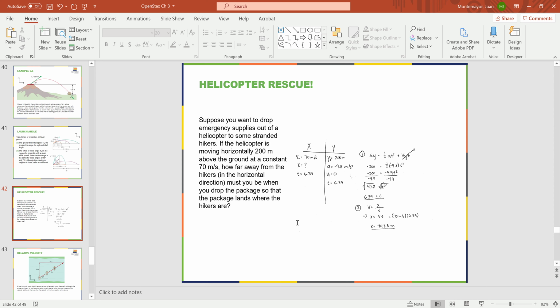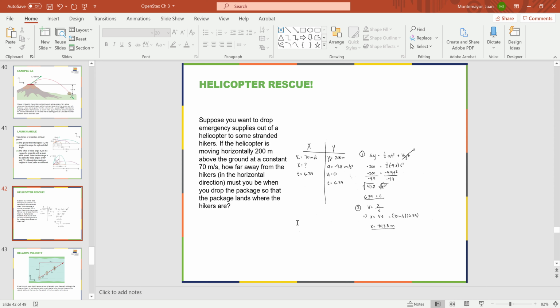So for this one, I noticed that this one wasn't in the textbook, so I went ahead and wrote everything out. Suppose that you want to drop emergency supplies out of a helicopter to a stranded hiker. If the helicopter is moving at 200 meters horizontally above the ground at a constant 70 meters per second, how far away from the hikers in the horizontal direction must you be when you drop the package so that the package lands where the hikers are?